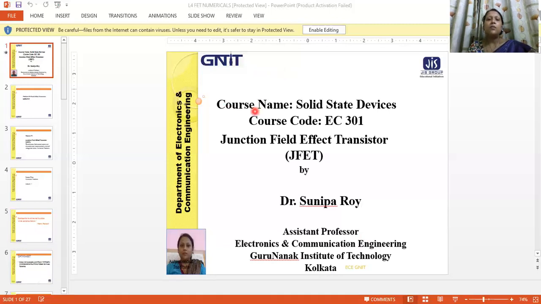So the transconductance gm is defined as del ID by del VGS, where del ID is the change in drain current when the change in gate to source voltage is del VGS. So del ID is 2.6 minus 2.2, that is 0.4 milliampere, and del VGS equals 4.4 minus 4.2, that is 0.2 volt. Therefore, gm equals 0.4 milliampere by 0.2 volt, that is 2 millimho.